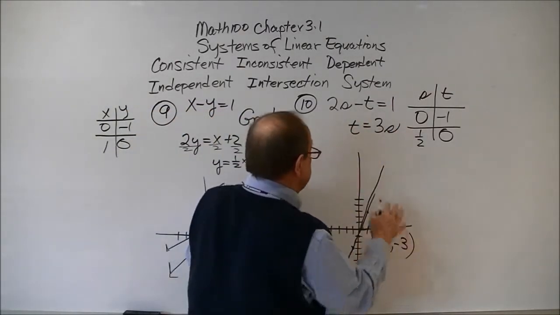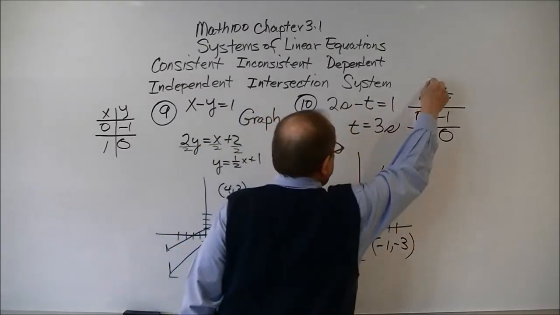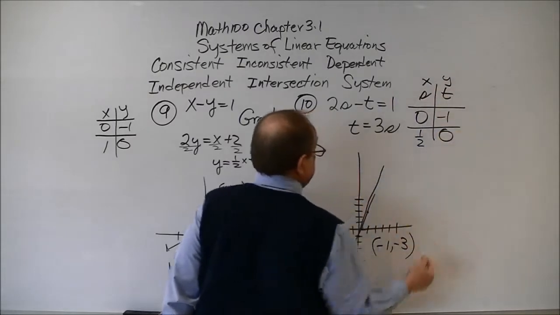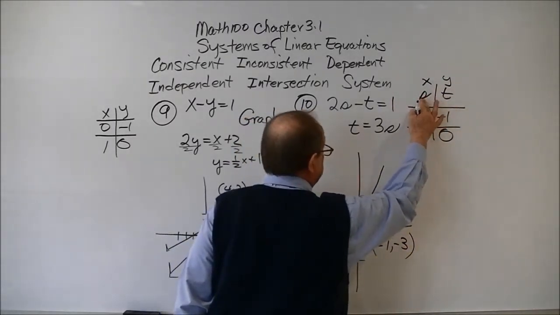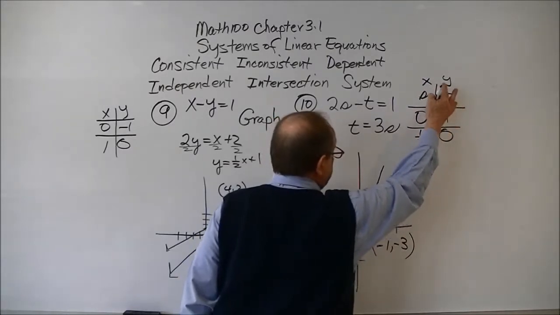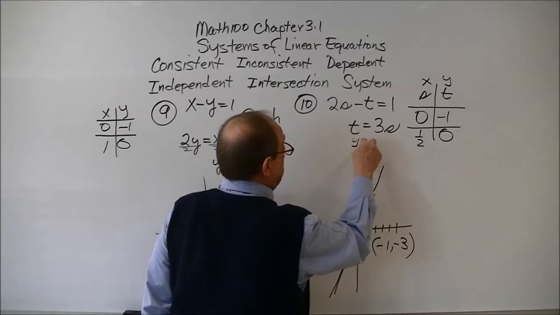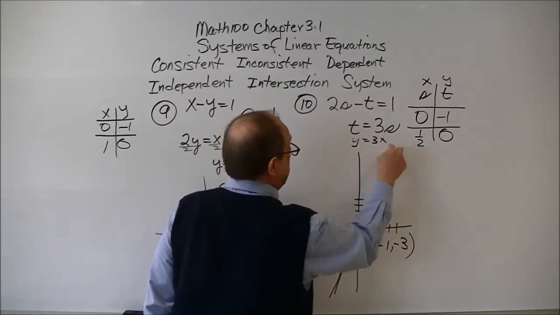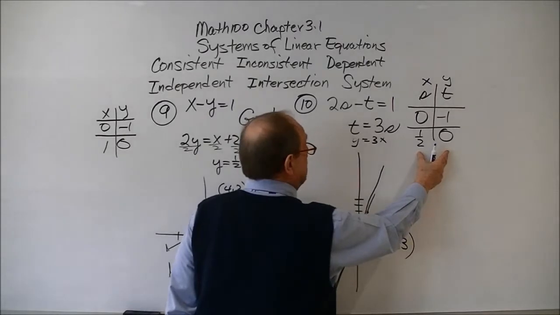This next one, again, they're using the letters S and T for X and Y. It's always alphabetical. The lower letter in the alphabet would be the X. The higher letter would be the Y. So this is Y equals 3X. Here we're using the X and Y intercept t-chart.